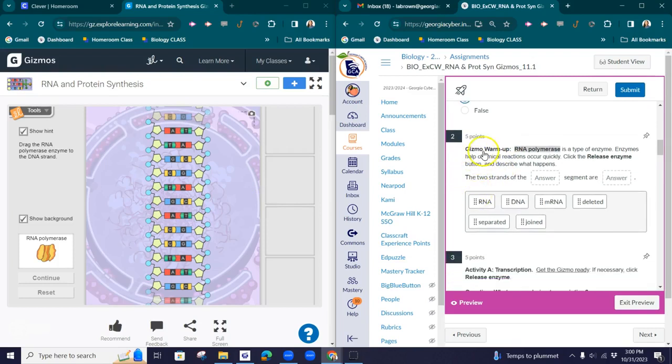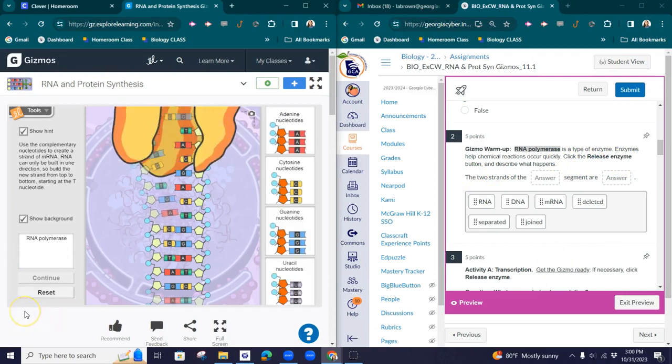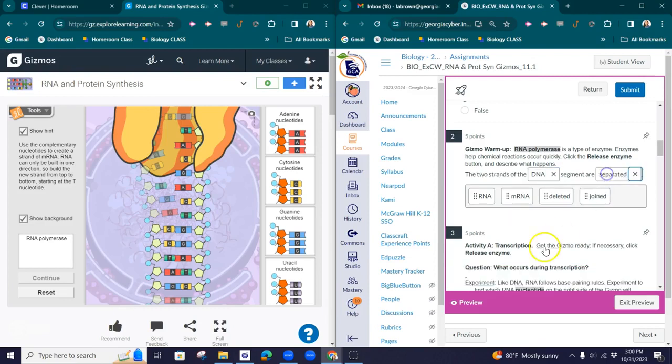Number two, Gizmo's warm-up. RNA polymerase is a type of enzyme. Enzymes help chemical reactions occur quickly. Click the release enzyme button and describe what happens. All right, so what it's going to do here is make two strands. The DNA is separated.